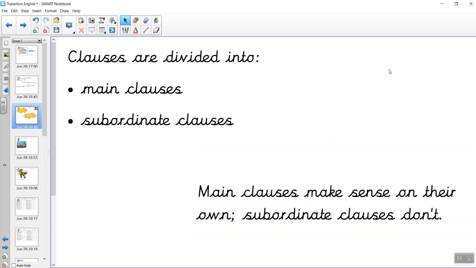So listen carefully. The tea went cold. I wonder whether that's a main clause or a subordinate clause. Listen again. The tea went cold. That's right, it's a main clause. What about this one? It was left. No, we don't know what the it is, we don't know where it was left, but it is a clause because it's got a verb in there, was. So it's a subordinate clause. So clauses are divided into two groups, main clauses and subordinate clauses.